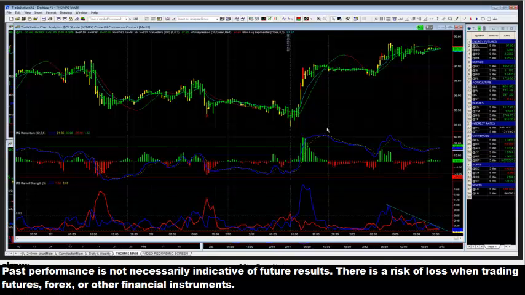Does the market strength have anything to do with the ATR? No, it does not, I do not believe. Don't quote me on that. I do not know what the actual algorithm is for the market strength.